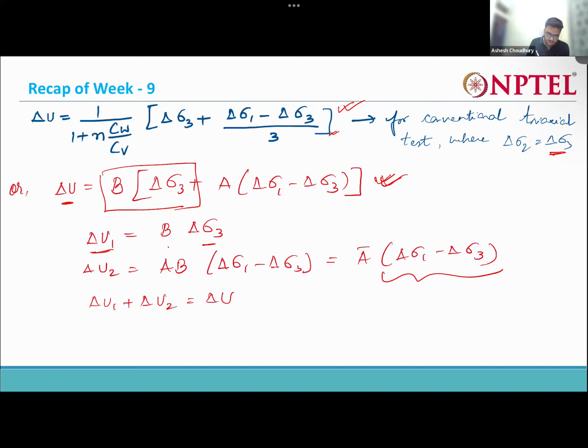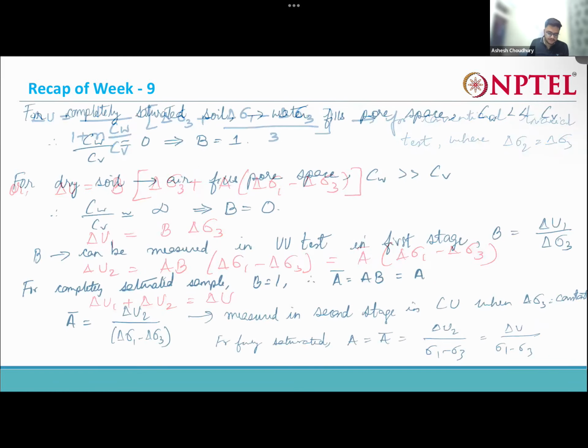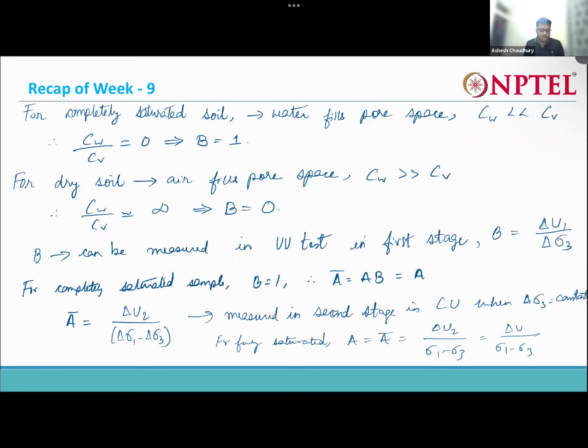One more thing you can see here: A dash is equal to A into B. If the soil is completely saturated, then B is equal to 1, and you will get A dash equal to A. For completely saturated soil, the pores will be completely filled by water.